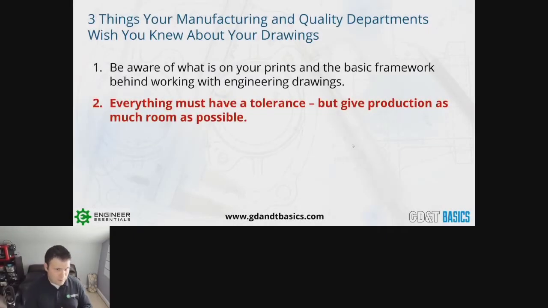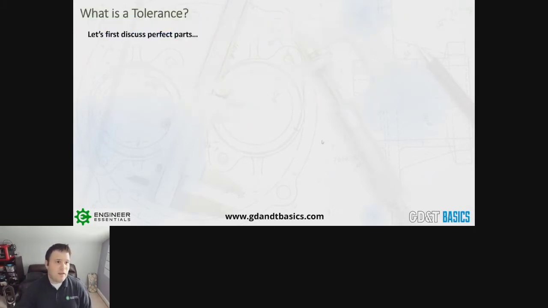Next is diving a little bit deeper and understanding that everything must have a tolerance. Everything. You need a limit on anything that you put on a print. But you want to give production or quality or anyone that's producing your parts as much room as possible. So let's first discuss tolerances and perfect parts, the CAD parts that we usually make.